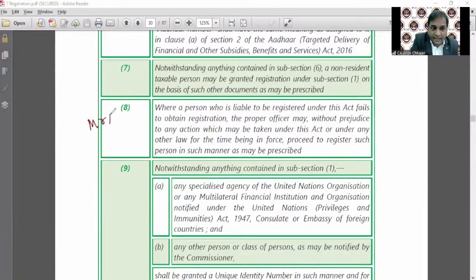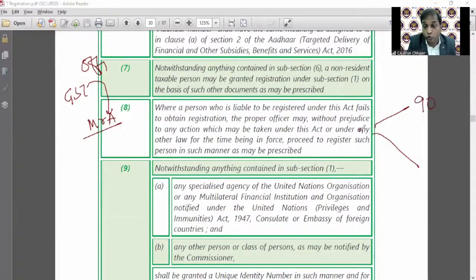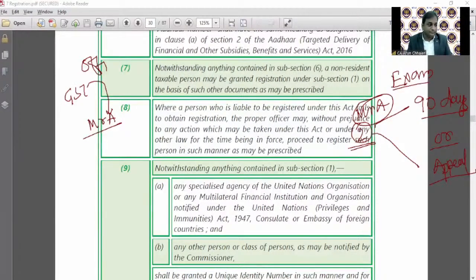So now Mr. A has been granted the GST number by the GST officer. What is the action to be taken by Mr. A? He has two action points. Within 90 days, Mr. A has to apply for the normal registration, or he can file the appeal. If the appeal is rejected, then from the date of the order, within 30 days, he needs to make an application for the GST number.